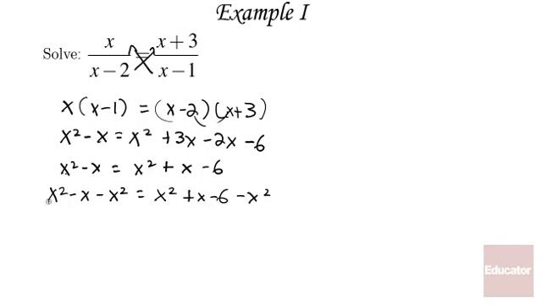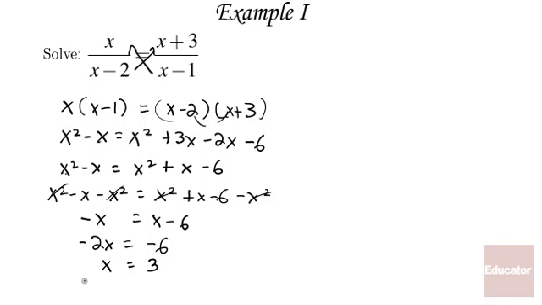And what's going to happen is these x squareds will cancel out. So that's going to give me negative x equals x minus 6. Okay, so I'm going to subtract x from both sides. Subtracting an x from the left and the right, I'm going to get negative 2x equals negative 6. Divide both sides by negative 2, and that gives me x equals 3.